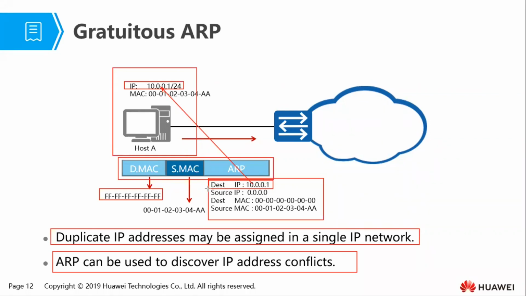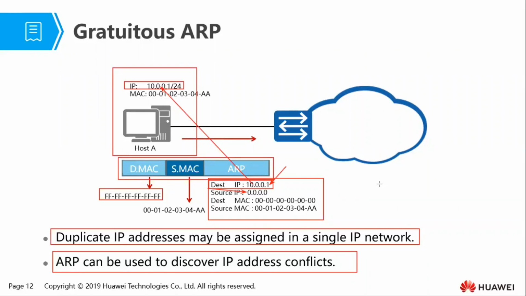In the source IP address, it's going to enter all zeros. So in case it receives a reply from anyone for this particular ARP request, then host A will know, hey, someone else is already using this particular IP address.